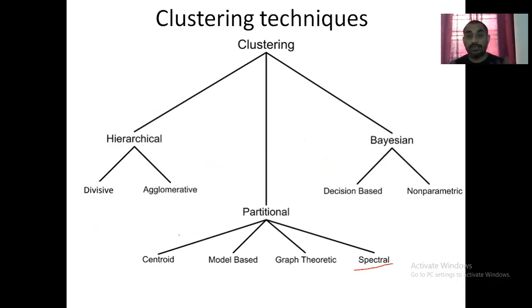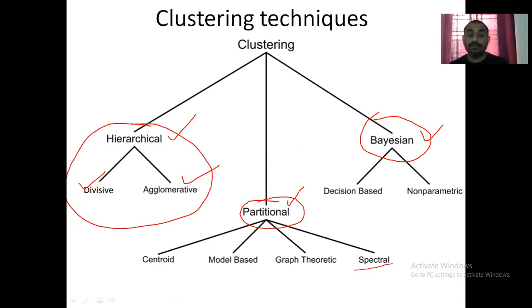Okay, so these are the clustering techniques. These clustering techniques are further divided into three types: one is hierarchical clustering, another is partitional clustering, and the third is Bayesian. Hierarchical clustering is further divided into two categories: one is the divisive clustering algorithm, and the other is the agglomerative clustering algorithm. These are again divided into more categories, but we will concentrate on hierarchical clustering, and the divisive and agglomerative clustering algorithms.